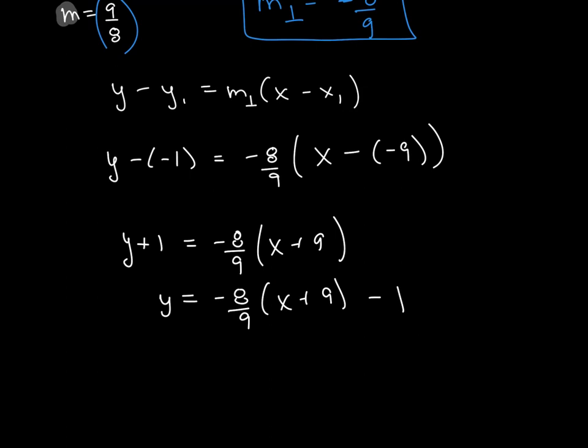Now I want to simplify this a little bit more, distribute that fraction out front, and when I do that, I am left with y is equal to negative 8 over 9 x minus 8 over 9 times 9. Those 9s cancel out, so I'm just going to erase those right now. And then minus 1. So y is equal to negative 8 ninths x minus 9.